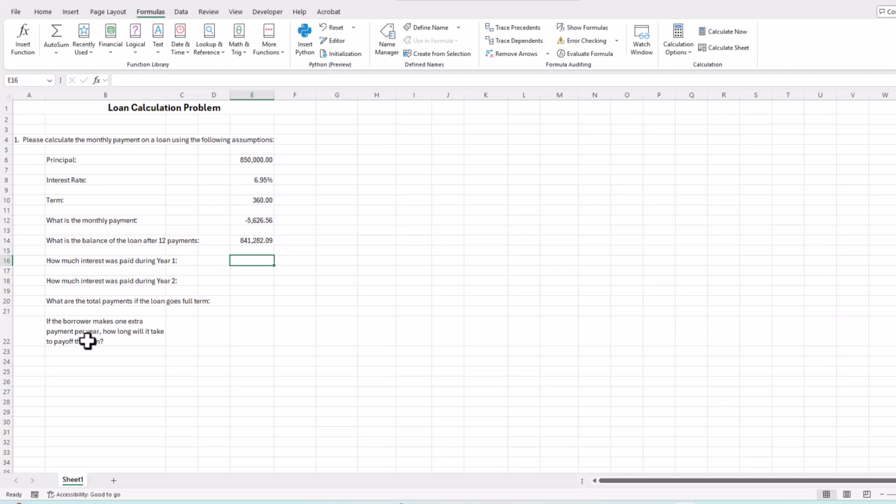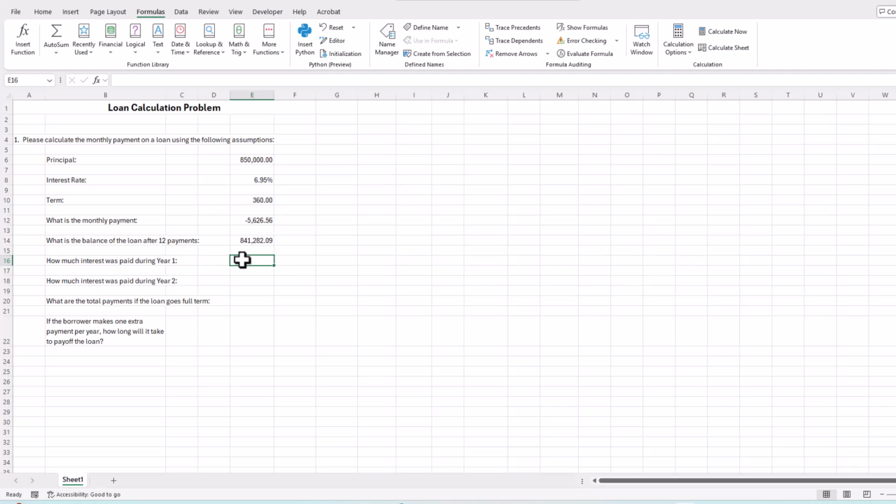Next, how much interest was paid during the first year? Well, on the surface, that may sound kind of difficult, but it's not. How much interest was paid? I know the balance of the loan at the end of the first year, $841,000. So the principal paydown was the difference between $850,000 and $841,000. That's the principal paydown. If I subtract that from the total of the payments, this $5,626 times 12, subtract out the principal paydown, I'm left with the interest.